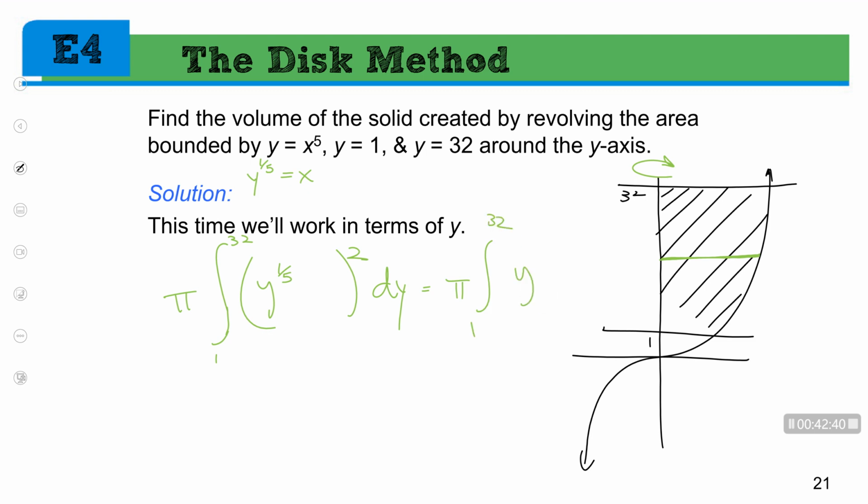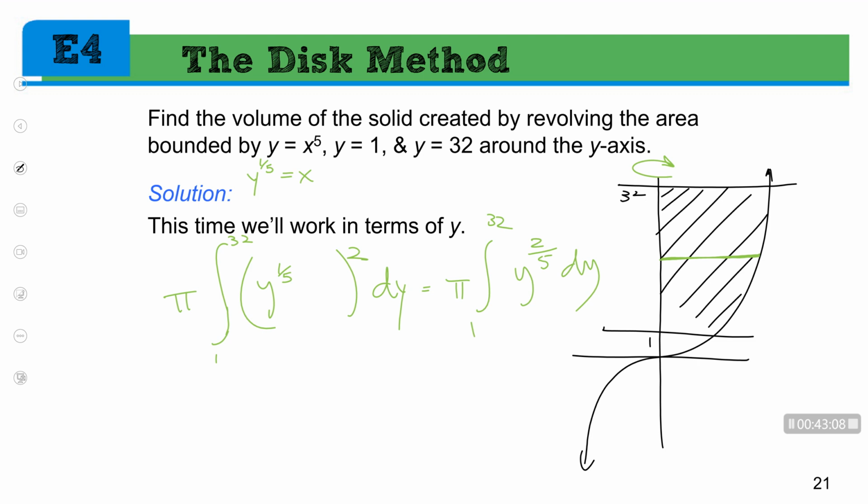Y to the what? 2/5. Just want to make sure. And I'm going to assume that you can find that definite integral, whether you FN int it or you grind it out by hand. That's not a difficult antiderivative to take. The number's a little nasty though.